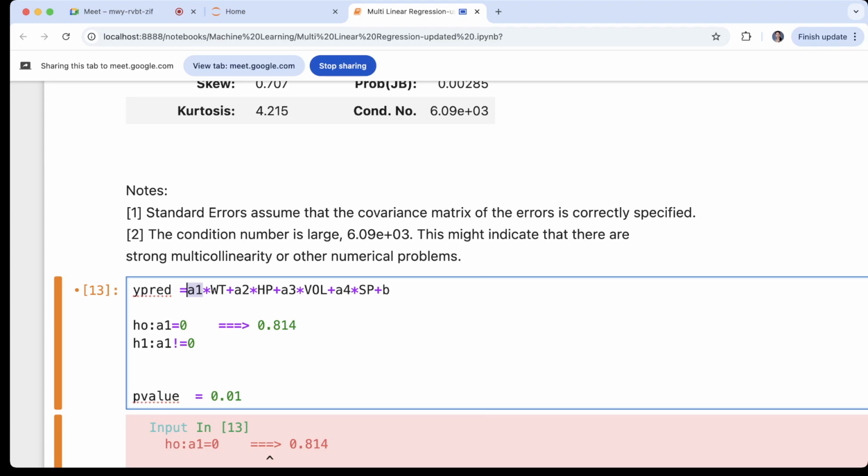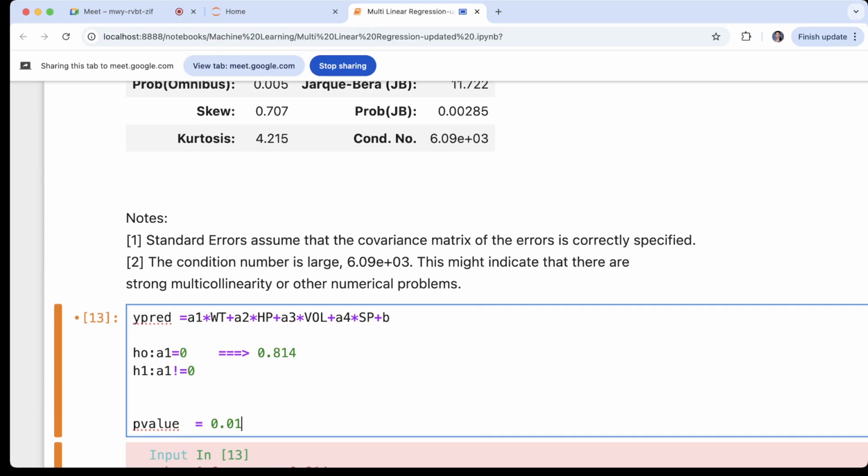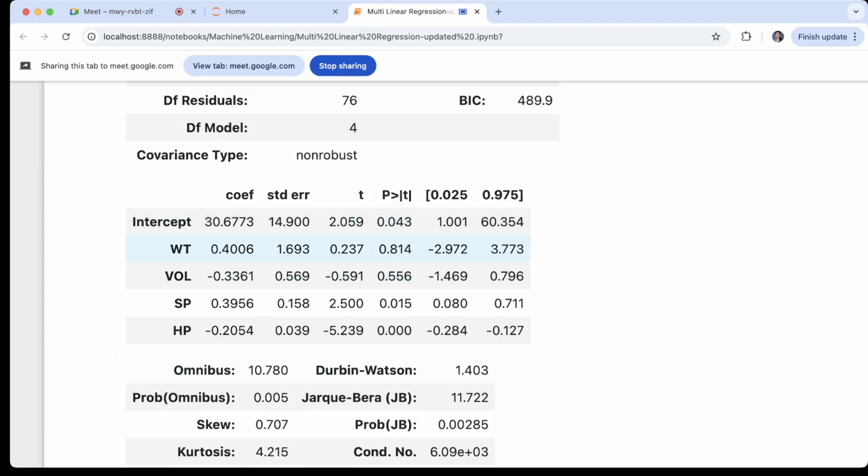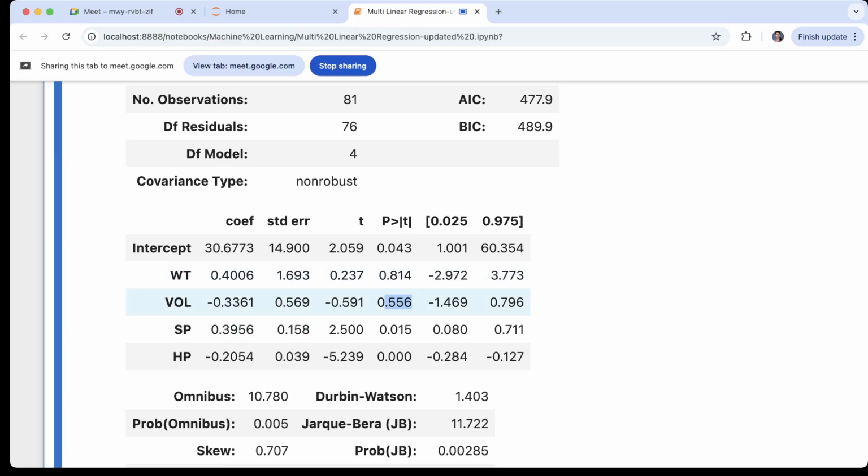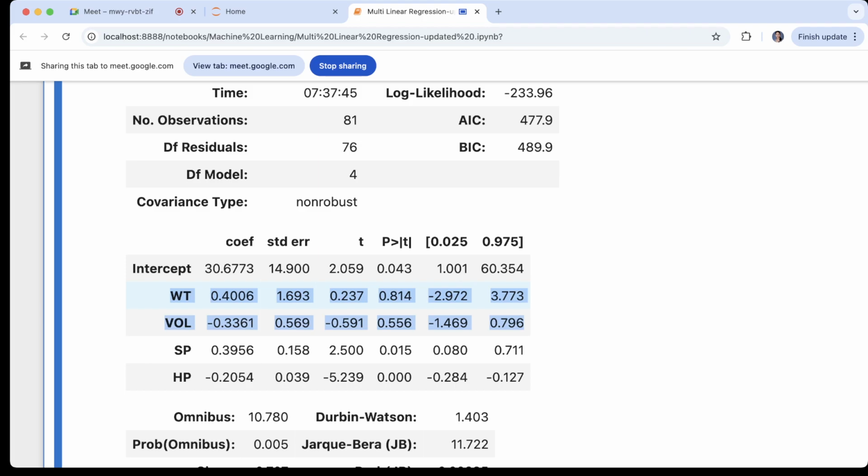But if that is the case, this whole term will be 0. So should the p-value in our case be higher or lower? Low. Yes, it should be low. But see the case like this. Here it is very high, right? So this is one indication that your model is having some problem.